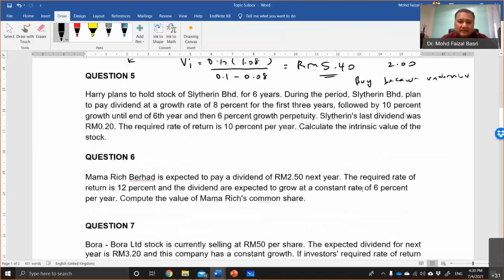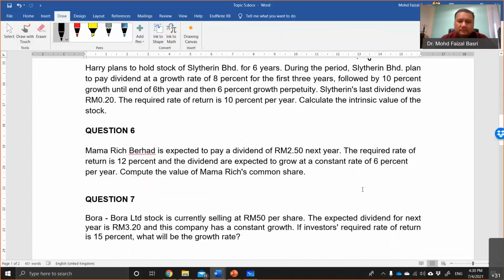Is there any time left? Let's try. Okay, maybe this one. Question number 6, Mama Rich Berhad is expected to pay. Okay, this is the word that they use, expected to pay a dividend of 250 next year. So this is your D1. This is not D0, this is your D1. So when we calculate later, we don't have to multiply this with 1 plus G anymore because this is already our D1. Okay, so the required rate of return is 12%. So this is our K, required rate of return. And they will grow constantly at 6%. So this is our growth rate.